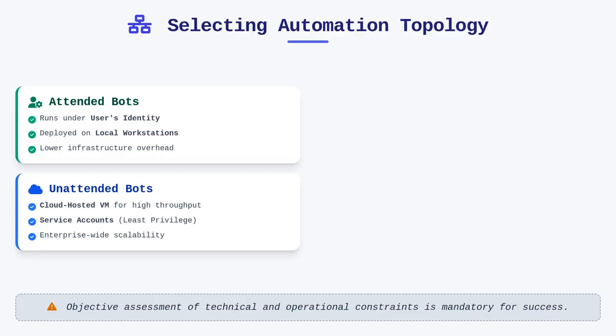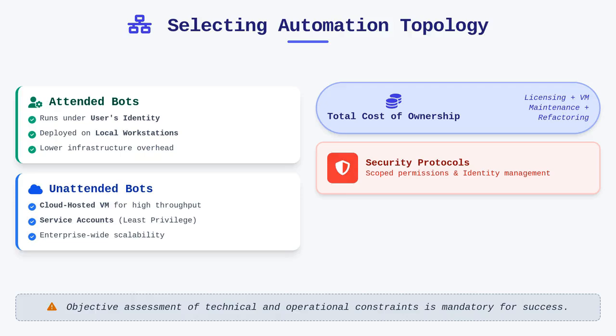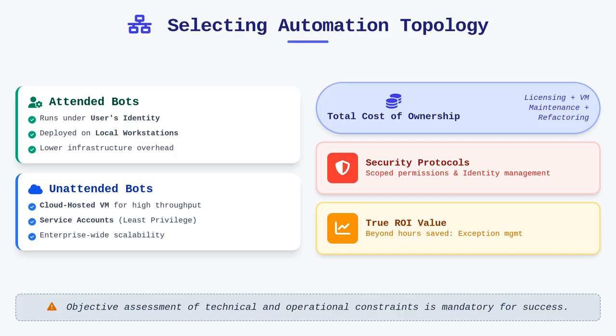You must also account for licensing costs and infrastructure overhead, as unattended automation implies the maintenance of virtual machine environments and potential additional licensing requirements from the Power Platform ecosystem. Developing a solid return on investment is not merely about calculating the hours saved. It is about examining the total cost of ownership, inclusive of maintenance, exception management, and the occasional need to refactor workflows when the underlying application interfaces undergo changes.